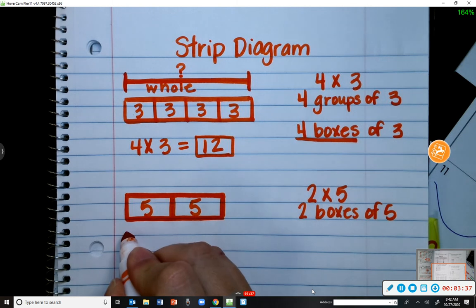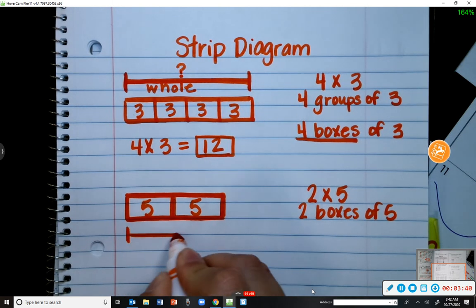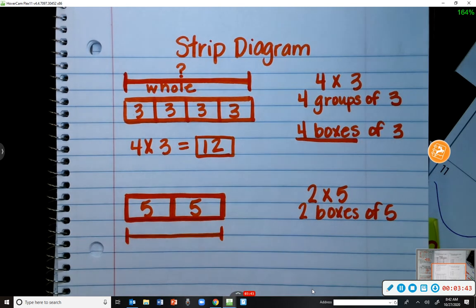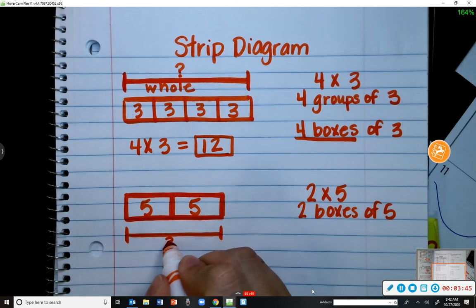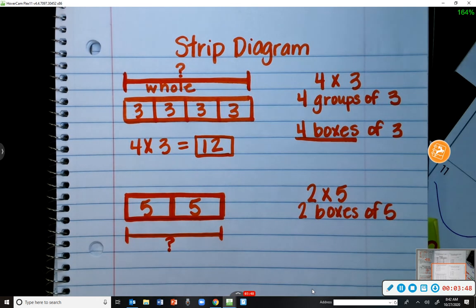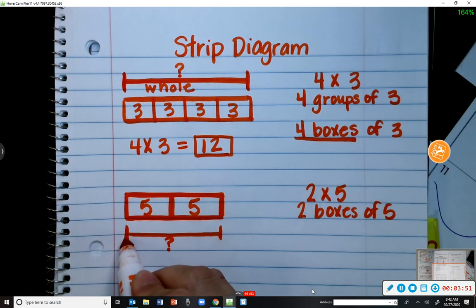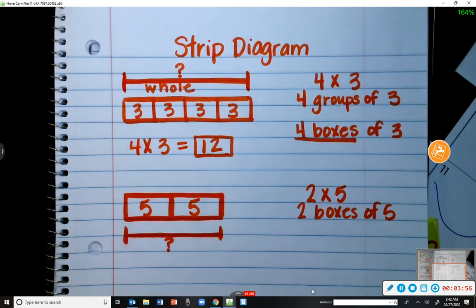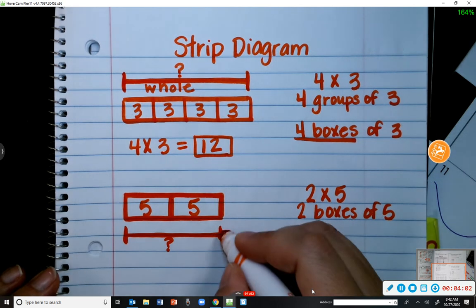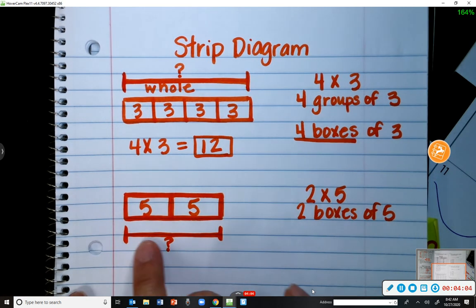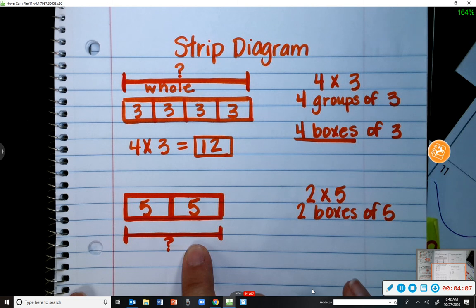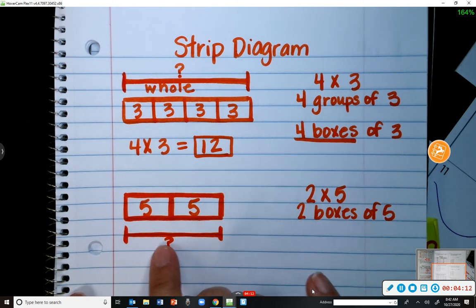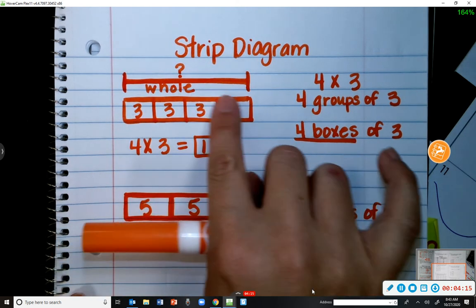Okay, and then sometimes they put this long bar representing the whole underneath with a question mark. But since it's going from the beginning to the end, it's talking about all of these parts put back together, your whole. Okay, so the total amount. That's what this bar means. What does this bar mean? The total, right? Or the whole amount. Okay? Sometimes it's going to be underneath. Sometimes it will be up top, like we did on the first one.